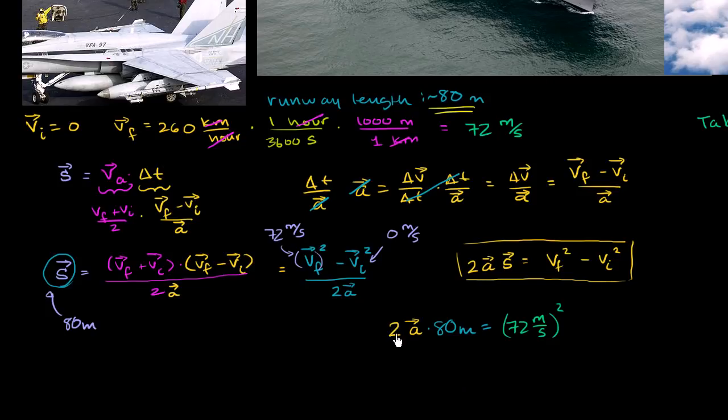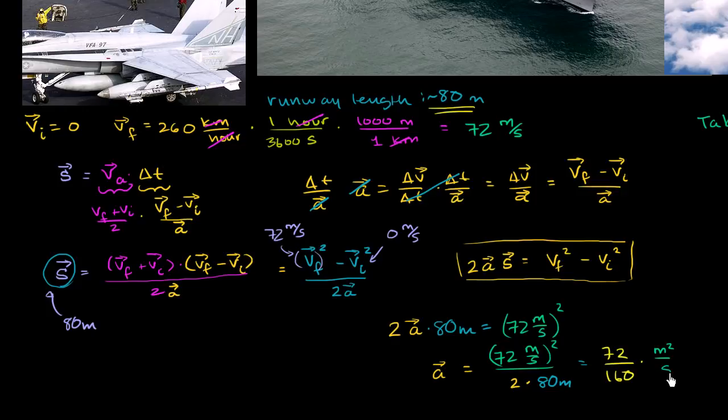So this is the same thing as 160 meters. Well, let's just divide both sides by 2 times 80. So we get acceleration is equal to 72 meters per second, squared, over 2 times 80 meters. And what we're going to get, and I'll just write this in one color, is 72 divided by 160 times, in the numerator, meter squared over second squared.